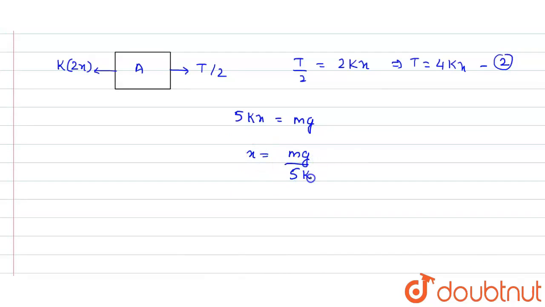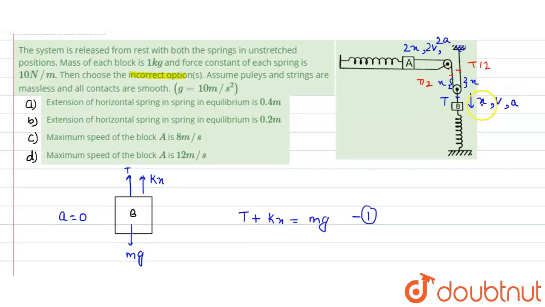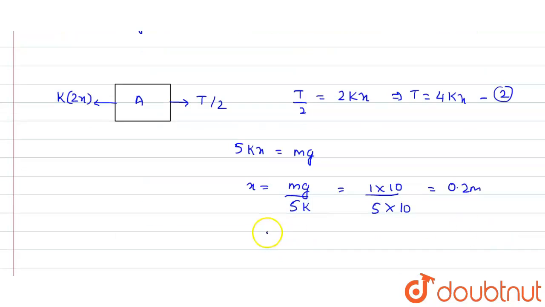If you put the value, mass is 1, g is 10, divided by 5, k value is given to be 10. So we can say that this would turn out to be 0.2 meters. So this is the extension of our x, that means b. So what is the extension for the horizontal, or we say that extension for a, it would be twice of this value. So it would be equal to 0.4 meters.